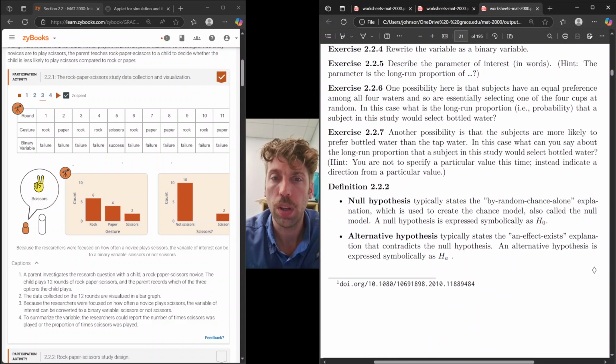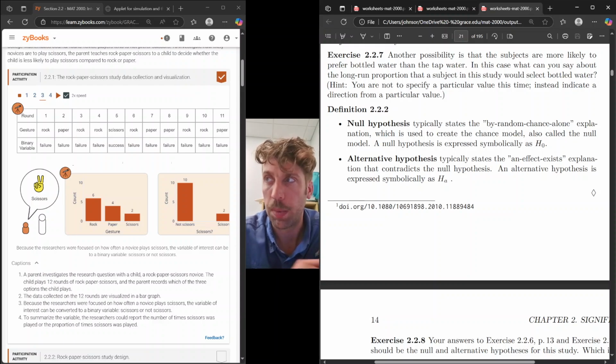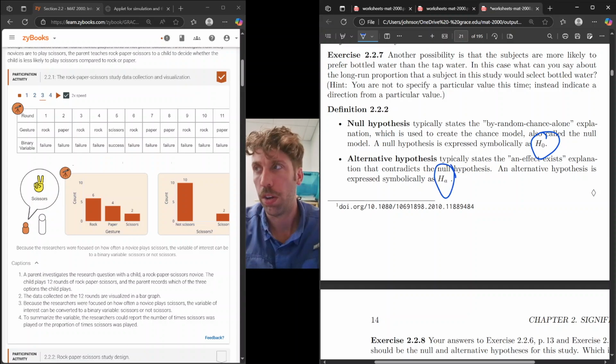Now, we're restating an important definition here. So the null hypothesis is the by random chance alone explanation, and it's usually used for creating our simulation, our chance model. The alternative hypothesis is basically saying like an effect exists, like something's connected here. And it generally contradicts the null hypothesis. We usually use H0 for the null hypothesis and HA for the alternative hypothesis.